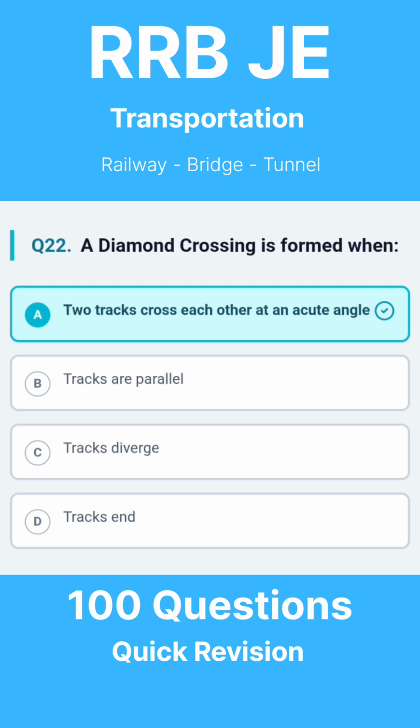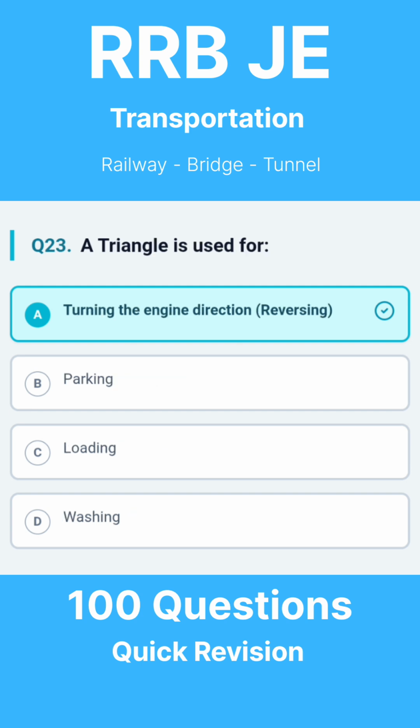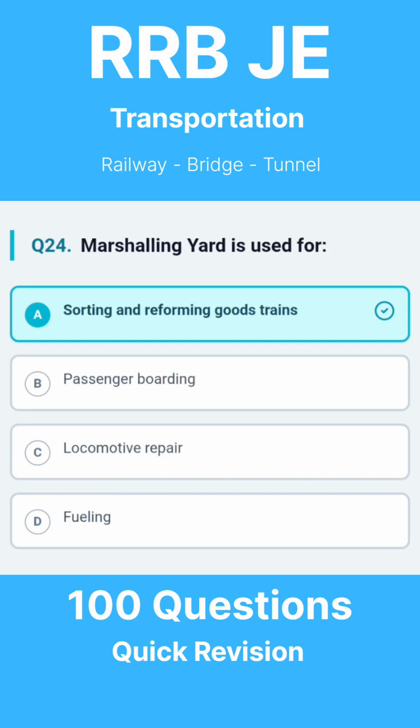Question 22. A diamond crossing is formed when. The correct answer is two tracks cross each other at an acute angle. Question 23. A triangle is used for. The correct answer is turning the engine direction, reversing. Question 24. Marshalling yard is used for. The correct answer is sorting and reforming goods trains.